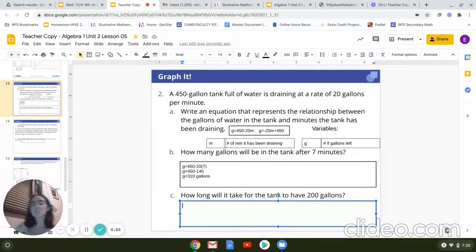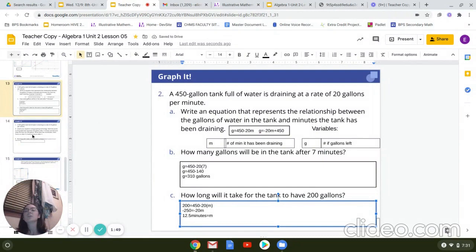Now we're going to do the same thing, but this time we need to figure out how long it's going to take the tank to have 200 gallons. So now we're going to plug 200 in for G. So it would be 200 is equal to 450 minus 20m. Then from each side we're going to subtract 450. 200 minus 450 is negative 250, which is equal to negative 20m. Divide by negative 20 on each side, and we're left with a positive 12.5 is equal to m. So it's going to take 12.5, or 12 and a half minutes.